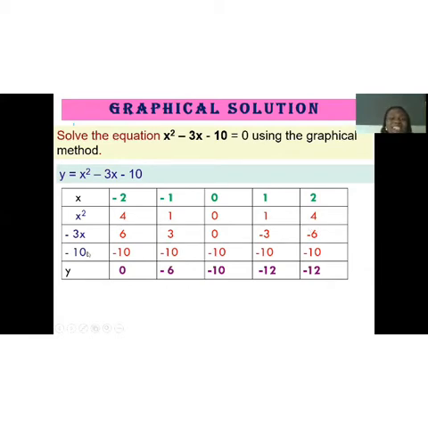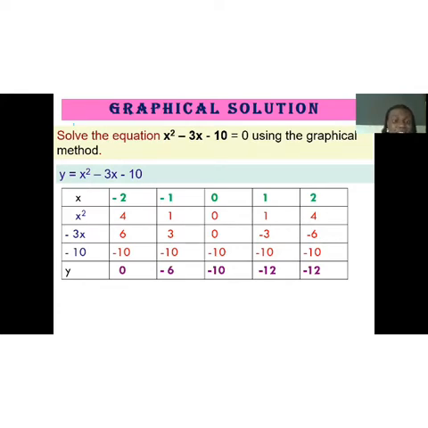Now for the constant minus 10, it's called a constant because it doesn't have any variable x attached to it. So you can just spread that out over each column. So minus 10, minus 10, minus 10, minus 10, minus 10 everywhere. Now to get our y, which is the column in purple that you can see there, we're going to add everything in red, column by column. Okay, we're going to add everything in red.